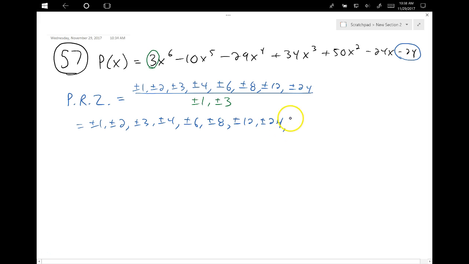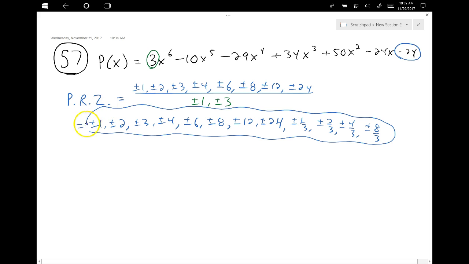If the denominator is 3, I can add on 1/3, 2/3, 4/3, and 8/3. So I've got a lot of possibilities for my possible rational zeros. So what I want to do is start going through my synthetic division and see which ones actually give me 0. So let's go through this.